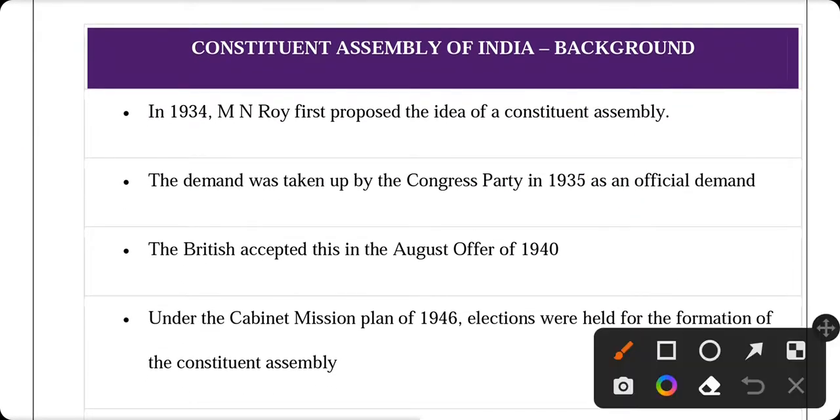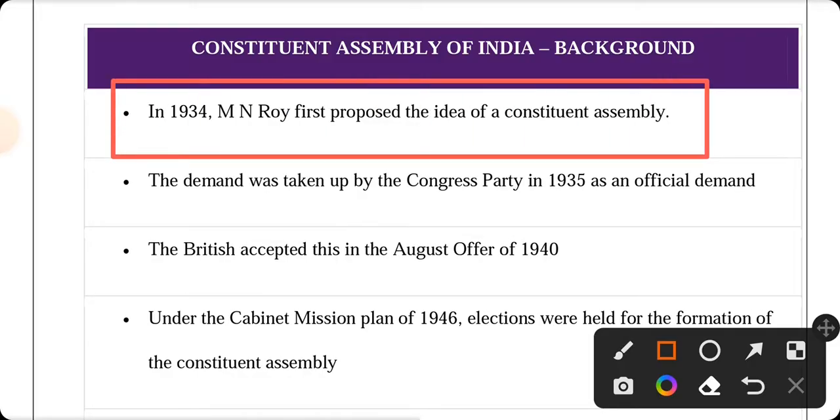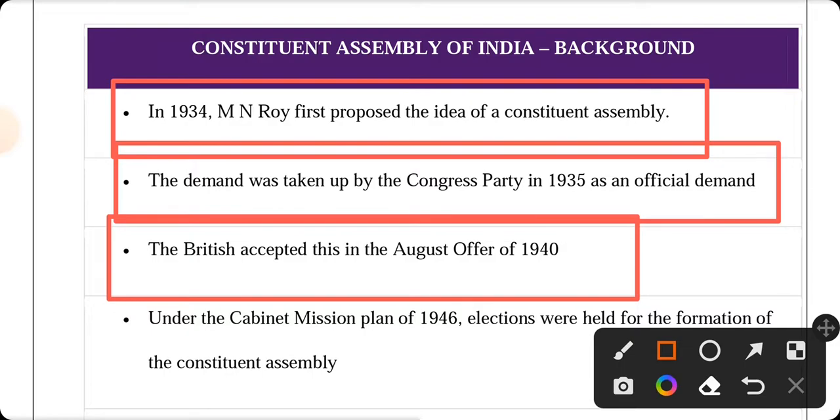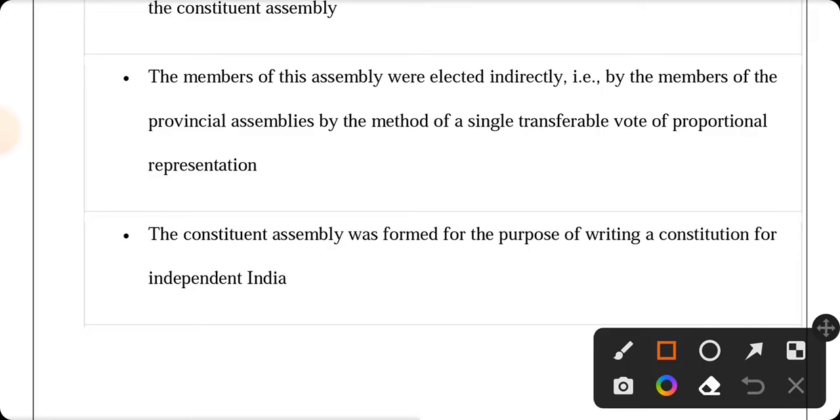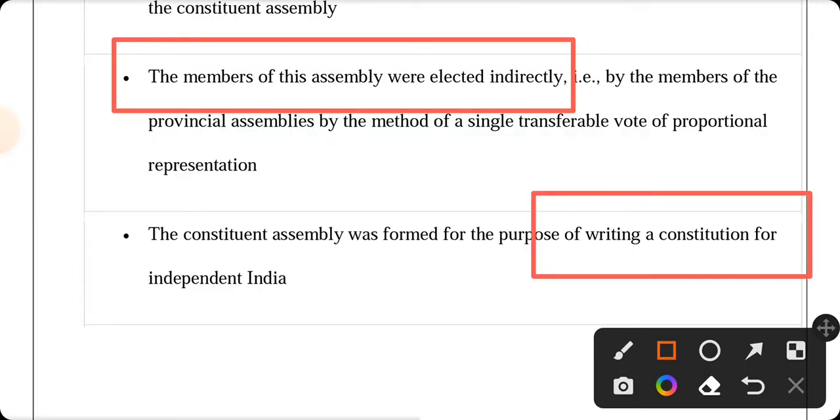The idea was first proposed by M.N. Roy in 1934. In 1934, M.N. Roy first proposed the idea of a Constituent Assembly. The demand was taken up by the Congress Party in 1935 as an official demand. The British accepted this in August 1940 as the August Offer. Under the Cabinet Mission Plan of 1946, elections were held for the formation of a Constituent Assembly. These members were elected by indirect elections. The Constituent Assembly was formed for the purpose of writing the Constitution for Independent India.